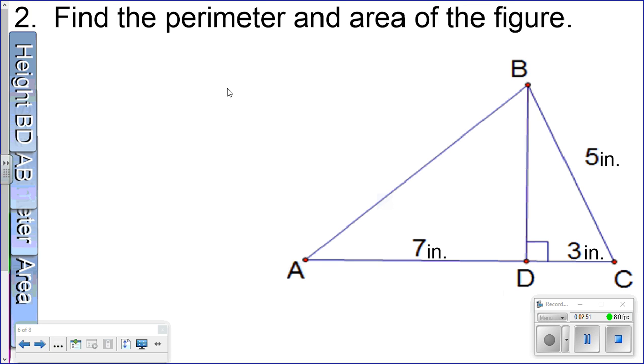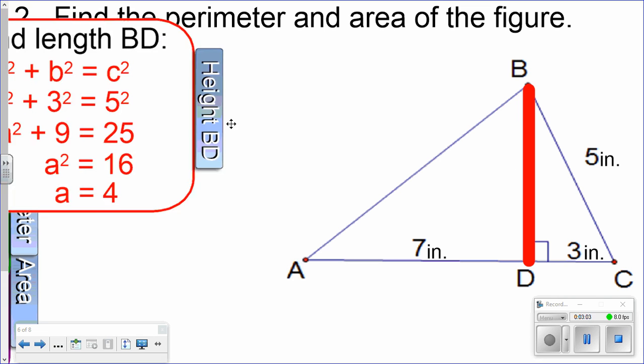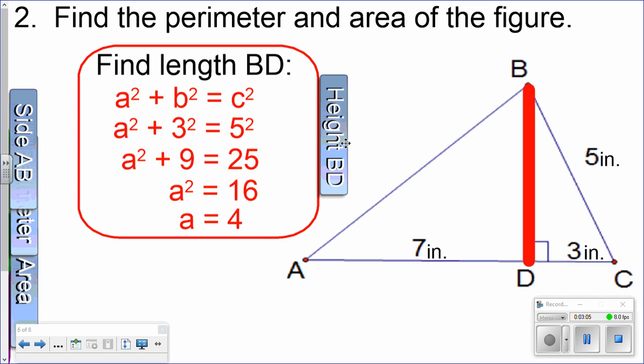This says find the perimeter and area of the figure. So the first thing we're going to have to do is find this height of BD. In order to find that height, do you see the triangle here of 3 and 5? I'm missing the third side. So I'm going to have to use a squared plus b squared equals c squared. And it's the b or a, either one, that's missing. The 5 is the longest side, that's the hypotenuse.